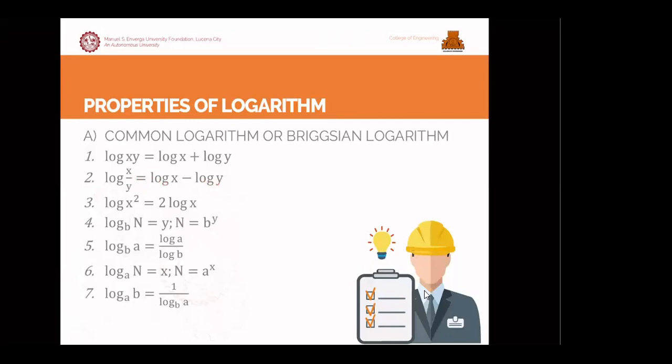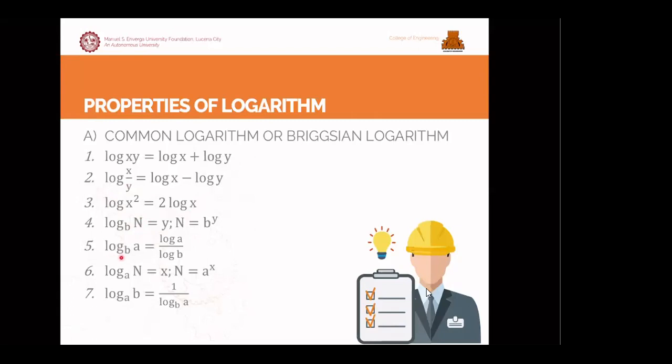Okay? Number 3, if we see na yung variable natin is raised by an exponent, we can change that or make the exponent as coefficient ng logarithm. And vice versa. If we see a coefficient at the front of a logarithm, you can raise it as exponent. Okay? So logarithm of n base b is equals to y. So we can rewrite yung logarithm as n is equals to b raised to y. Okay?